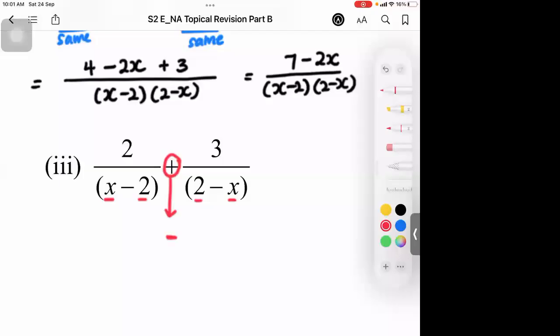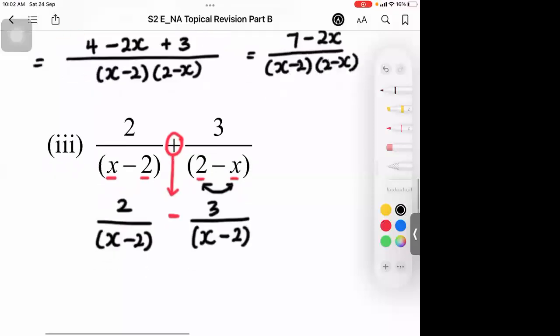This one becomes minus. One negative sign for one pair of brackets only. So only the one over here changes sign, okay? So the x now becomes positive, in front. The 2 now becomes negative, at the back. Then this one is 2x minus 2.